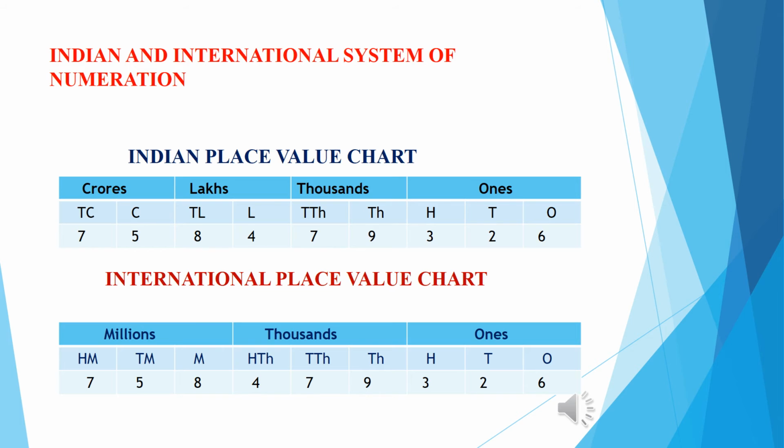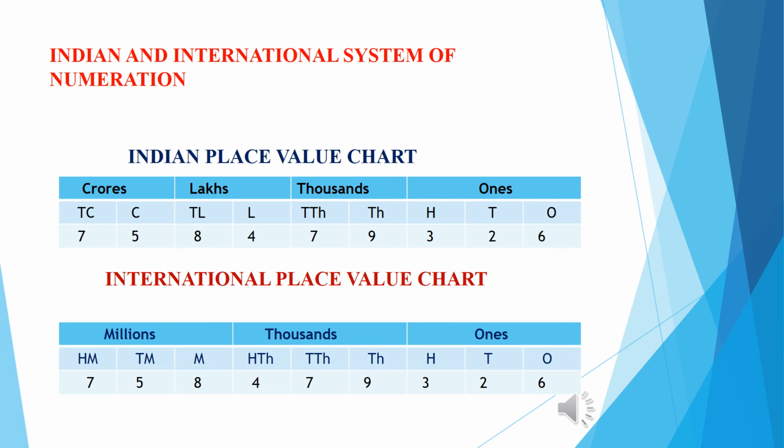Dear children, we have studied about Indian and international system of numeration in class 5. So let us quickly revise it. Let us first revise Indian place value chart. In Indian place value chart, we have ones period, thousands period, lakhs period and crores period. In ones period, we have ones, tens and hundreds places. In thousands period, we have thousands and 10,000 places. In lakhs, we have lakhs and 10 lakhs places. And in crores period, we have crores and 10 crores places.